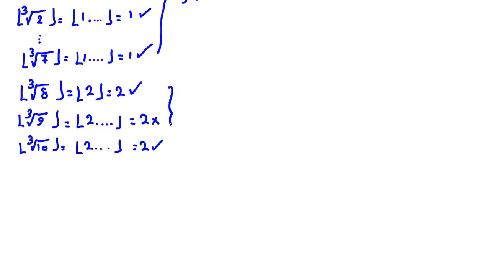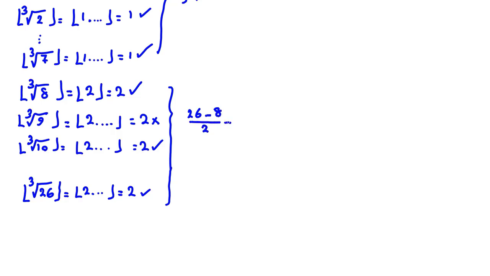And from this part, up to cube root of 27 is 3. So cube root of 26 again is 2 point something, which is 2. And here only even numbers are good. So from 8 to 26, only even numbers: 26 minus 8 divided by 2 plus 1. This is how you should calculate the numbers. 26 minus 8 is 18. 18 over 2 is 9. 9 plus 1, 10.